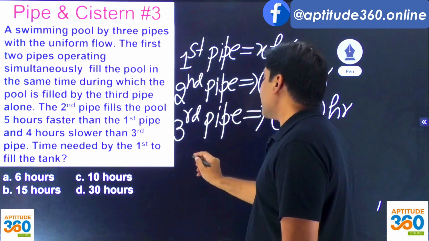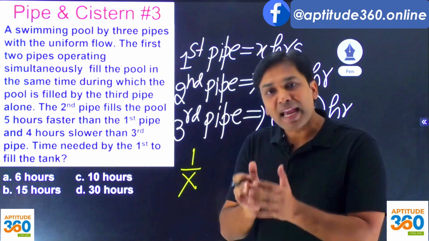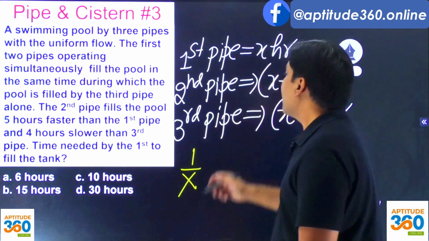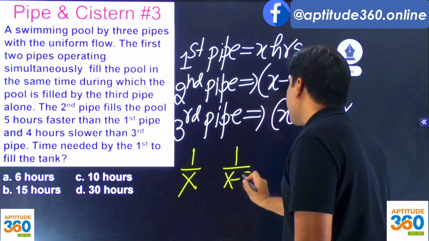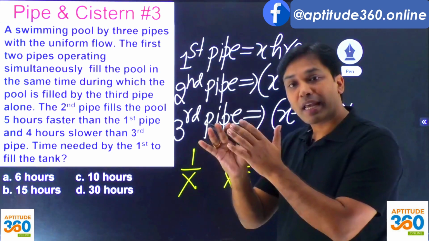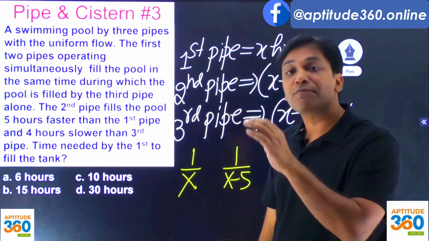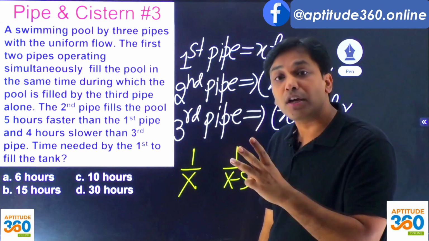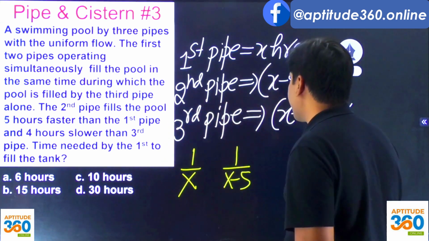in 1 hour the first pipe is going to be filling 1 by X of the entire tank, and the second pipe is going to be filling what? 1 upon X minus 5 of the entire tank. If you have not seen video number 1, 2 and 3 of time and work, please go and watch. This is where we have developed this understanding.